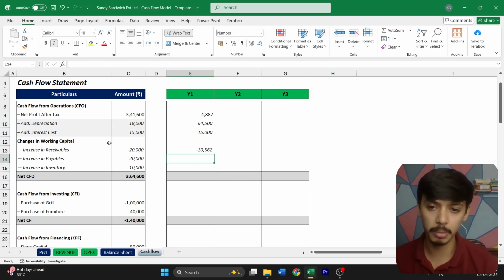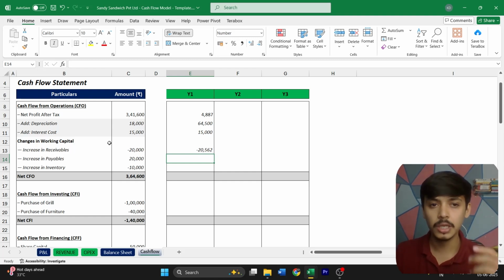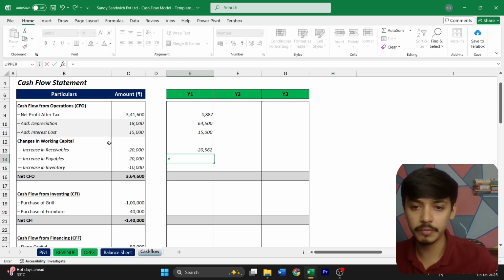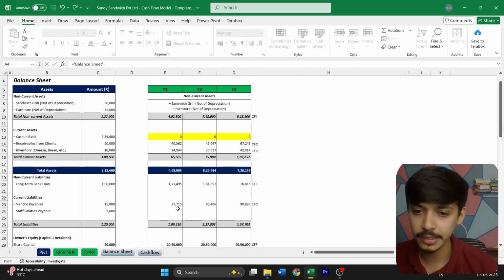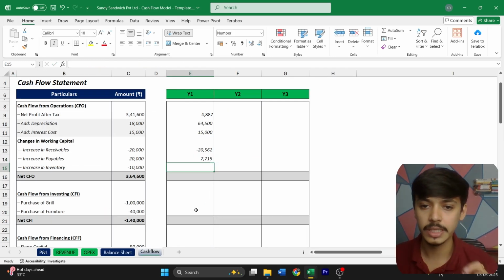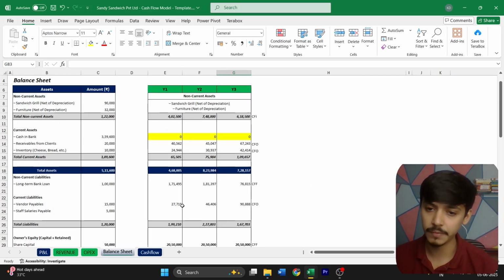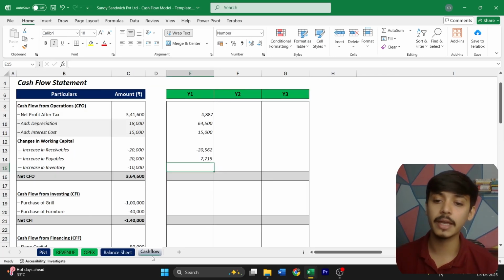Similarly, we will do it for payables. Now for payables, we don't have to give it a negative sign, because in payables, if a liability is increasing, that is cash inflow for us. So here we will directly take liability as it is, which is 27,000, and then we subtract both of this amount, that is 15,000 and 5,000, which gives us 7,715, which is increase in payable. That is, our payables have increased from previous year. Previous year we were at 20,000, and this year we are at 27,715, which is a cash inflow for the business.